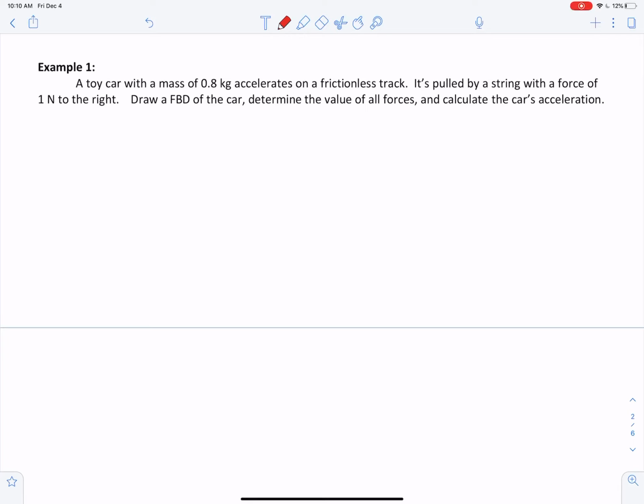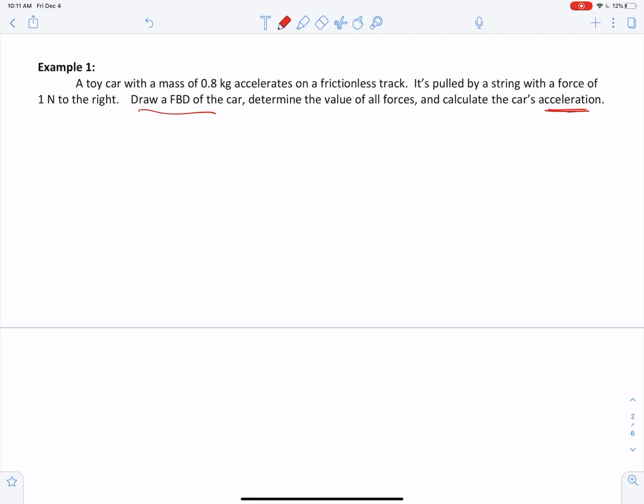Let's try our first example of Newton's second law. A toy car with a mass of 0.8 kilograms accelerates on a frictionless track. It's pulled by a string with a force of 1 Newton to the right. Draw a free body diagram of the car, determine the value of all forces, and calculate the car's acceleration.